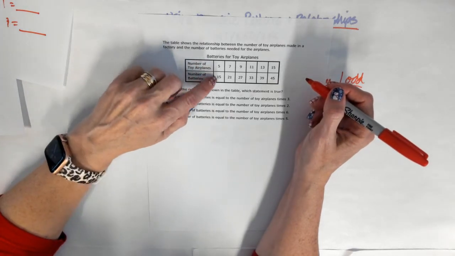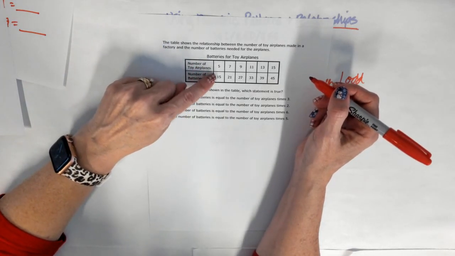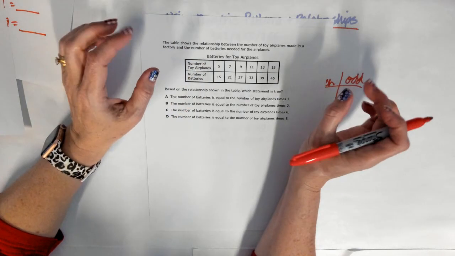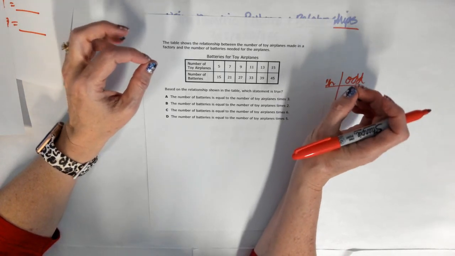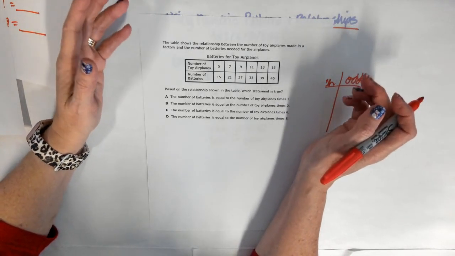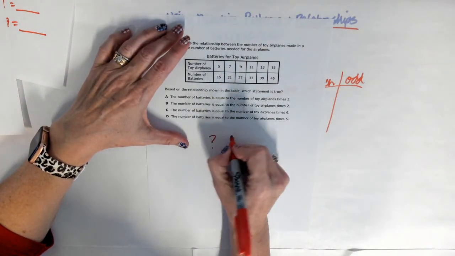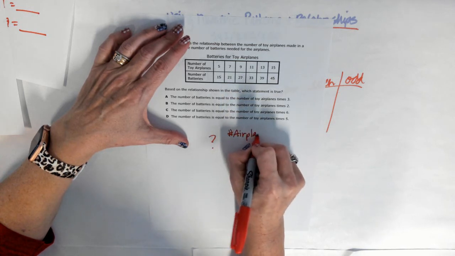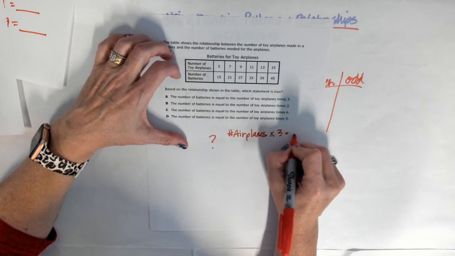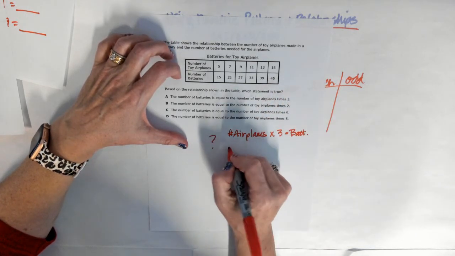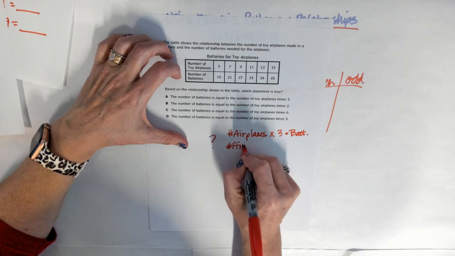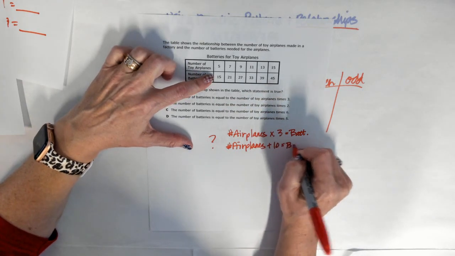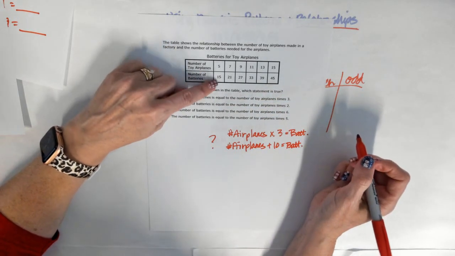So we have to teach kids to start here and say, what relationship could this be? And somebody's going to say it's 5 times 3 is 15. That's great. What other relationship could it be? Well, it could be 5 plus 10 is 15. Okay, those are my options. I could be number of airplanes times 3 is batteries, or it could be number of airplanes, if I'm only looking at the first one, plus 10 is batteries.